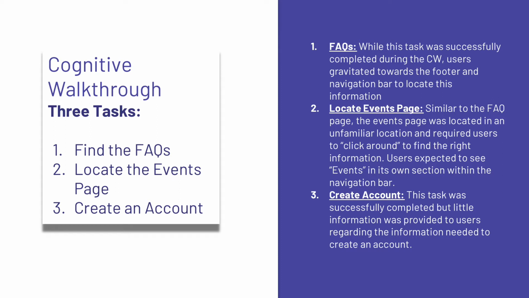Second one is navigate to the medical marijuana events page. Similar to the FAQ page, users attempted to find the ideal path to the events page. While the user was able to successfully navigate to the medical marijuana events page, they did not take the intended path and were visibly confused and frustrated.